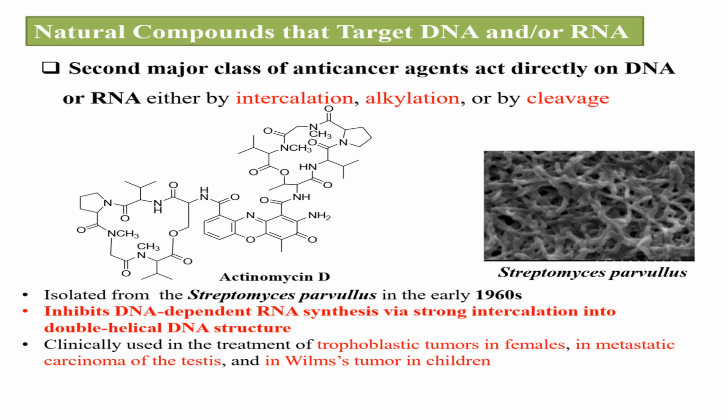Again, some natural products or some non-natural compounds target DNA and RNA. The second major class of anti-cancer agents acts directly on DNA or RNA, either by intercalation, alkylation, or by cleavage of the double-stranded DNA. For example, actinomycin D, isolated from Streptomyces parvulus in the early 1960s, inhibits DNA-dependent RNA synthesis via strong intercalation into the double helix DNA structure. Its clinical use is in the treatment of trophoblastic tumors in females, metastatic carcinoma of the testes, and Wilms tumors in children. So actinomycin D is a DNA intercalating anti-cancer drug.